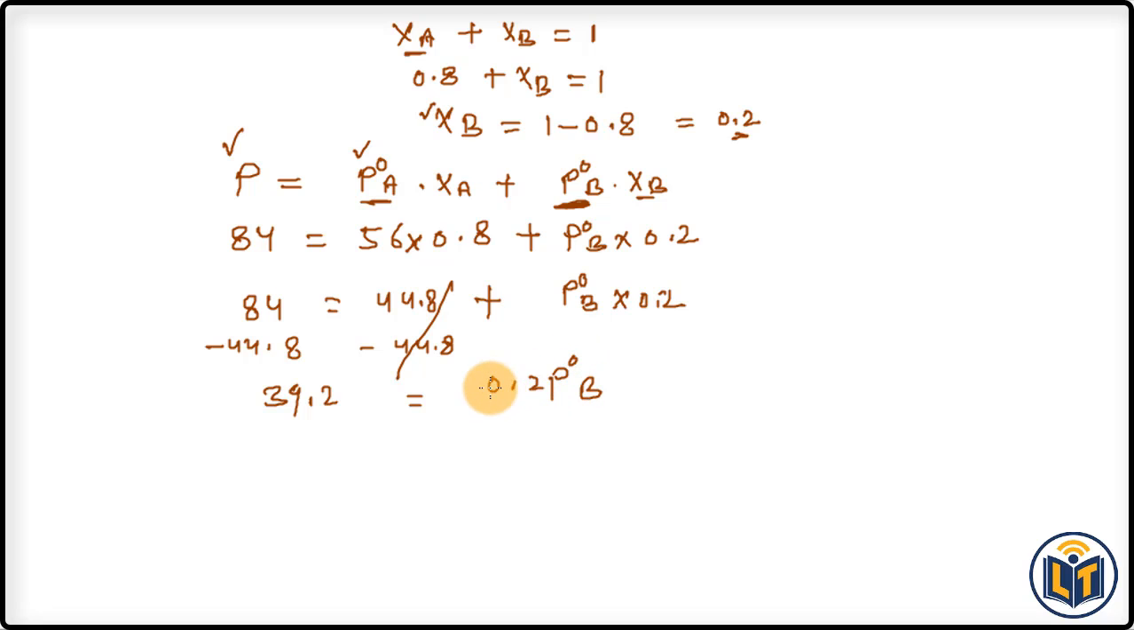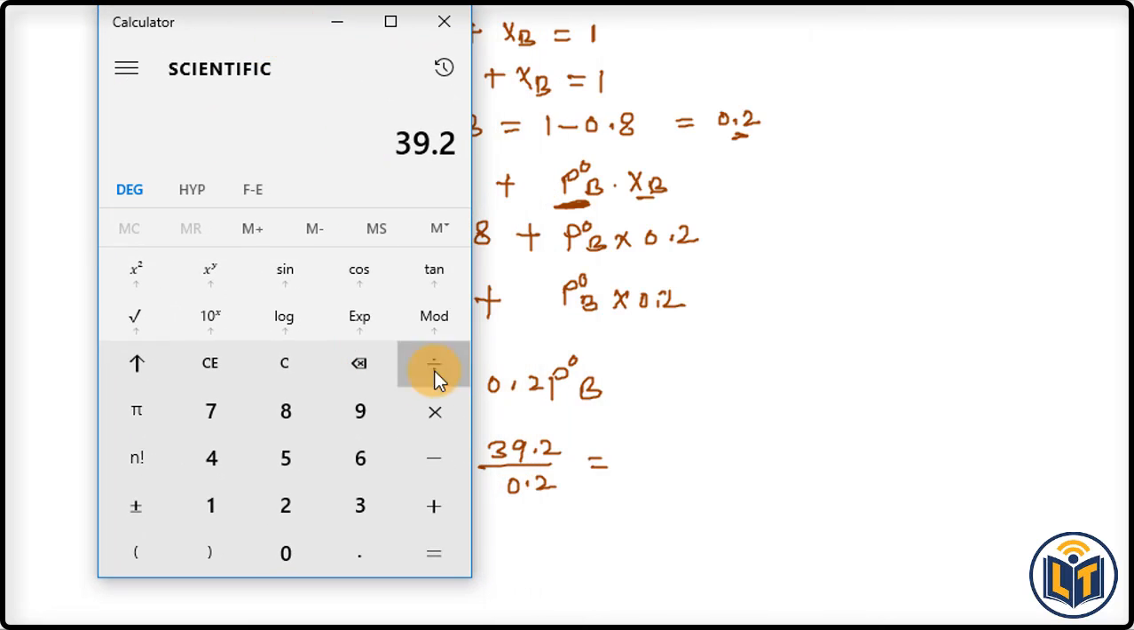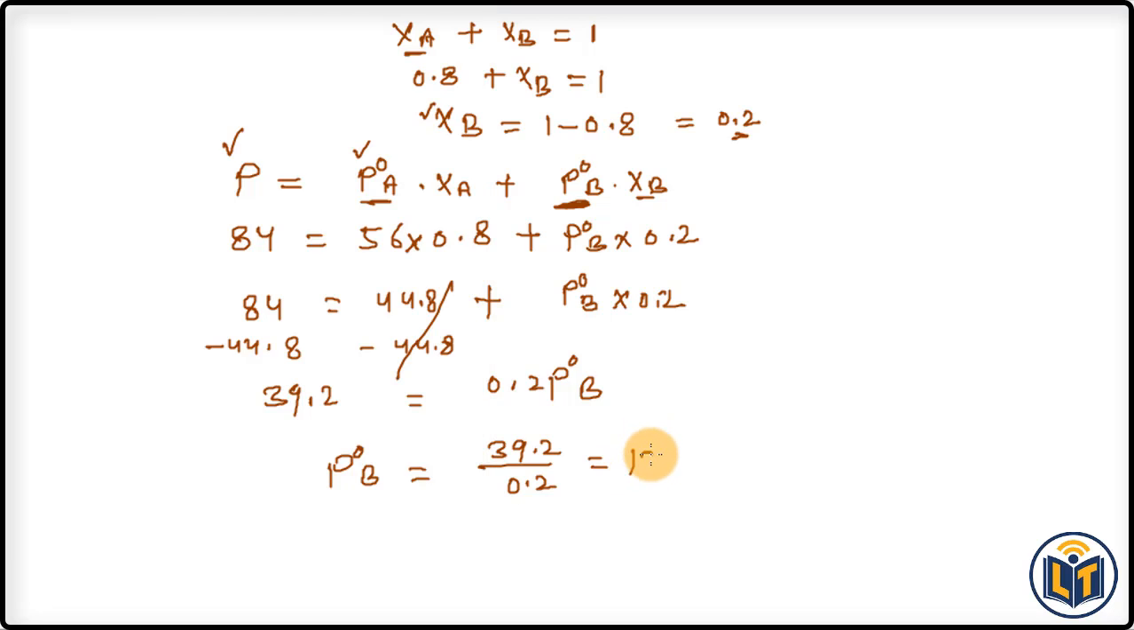We can transfer 0.2 to the left side, or we can divide both sides by 0.2. We get P naught B is equal to 39.2 divided by 0.2, and the value which we get is 196, and the unit is mmHg, because vapor pressure is given in mmHg. This is the vapor pressure of component B in its pure state.